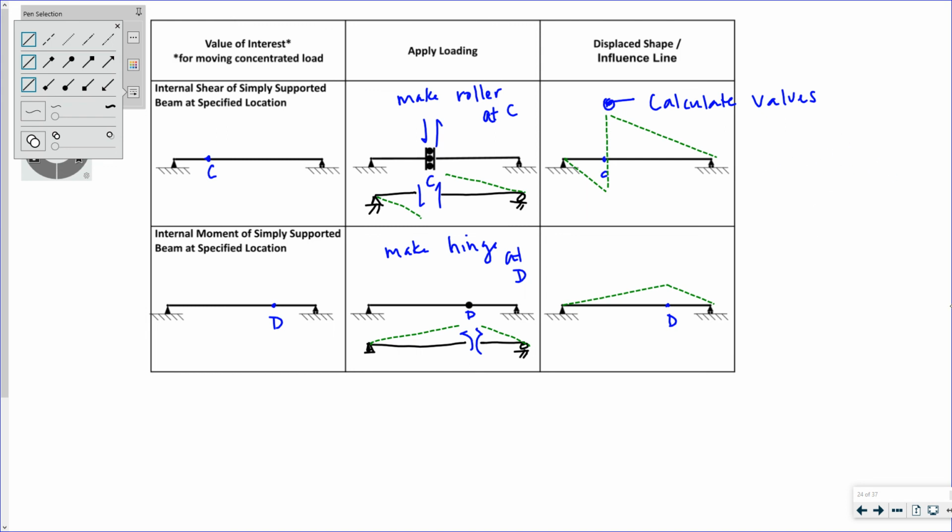But now you don't have to calculate the function. You just need to draw it and then say, oh, I need to calculate it at these certain points, right? You need to calculate it here, you need to calculate it here. For this internal moment, you only have to calculate it right there at D. Okay? So that is how you can use this principle to draw your influence lines.